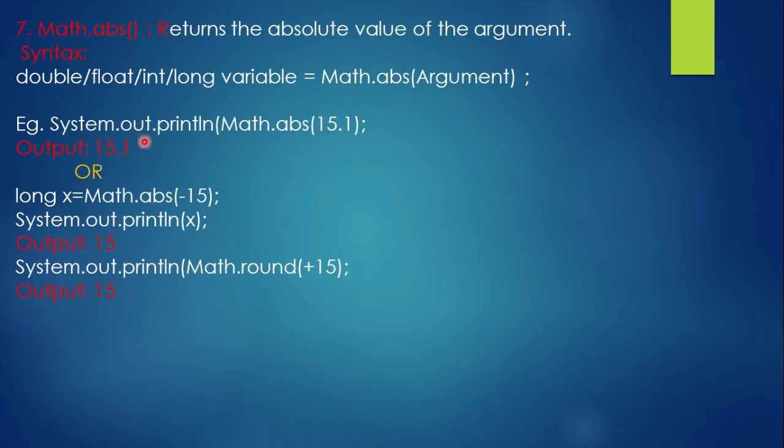Let us see the example here. System.out.println math.abs 15.1. I have not given any sign over here, that's why I will get 15.1 itself. Here I am giving minus 15. Then this sign will be removed and 15 will be returned. So your answer will be 15. Now next, system.out.println math.round plus 15. I have specified plus 15, but the plus sign will be removed and only 15 will be printed.